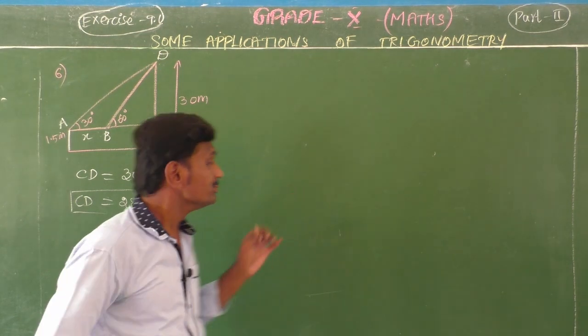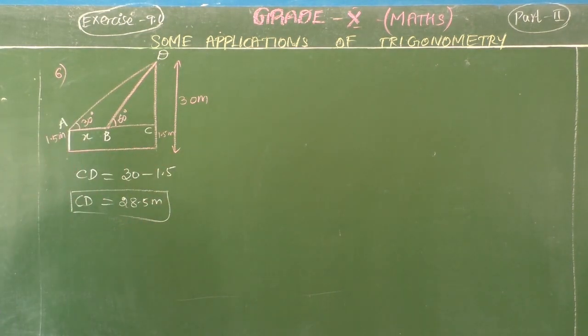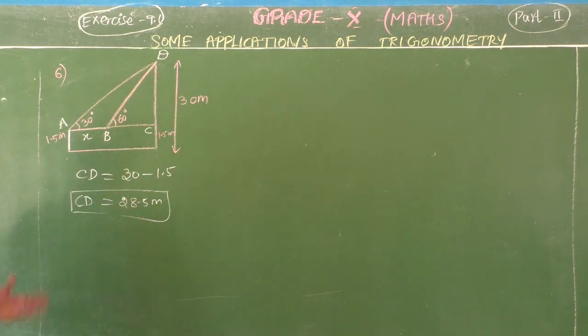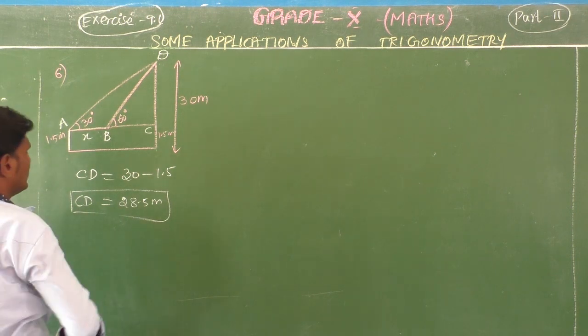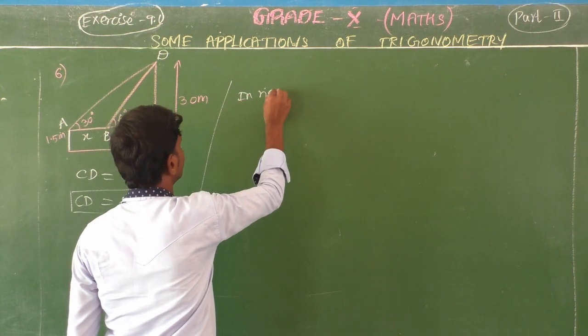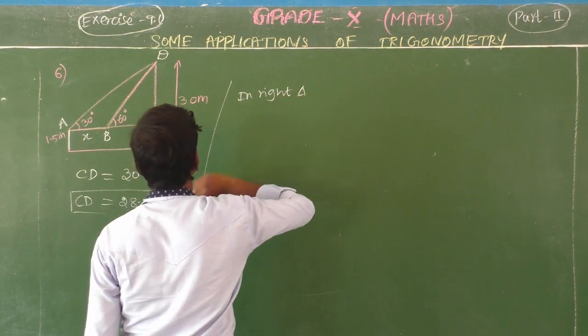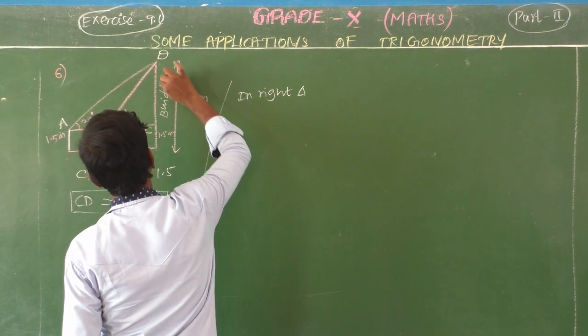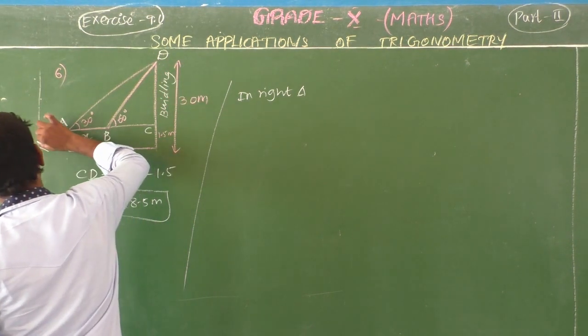Now first I am going to take the right angle triangle DBC or DAC, whichever you wish. Now first, in the right triangle, this is the tall building part and this is the height of the boy.